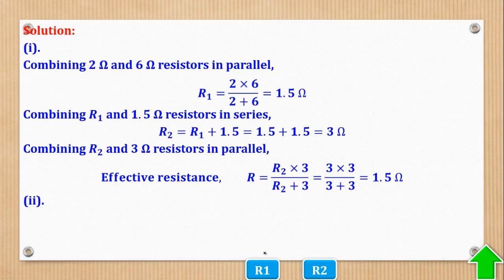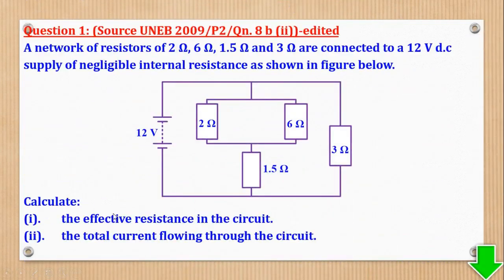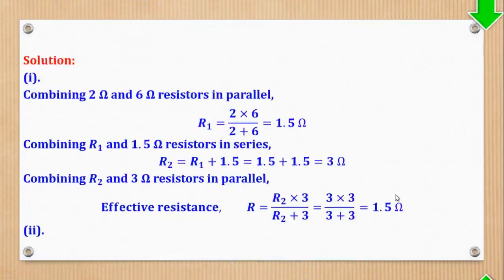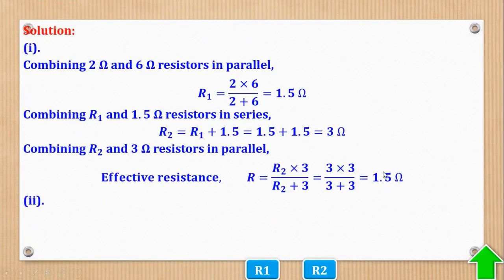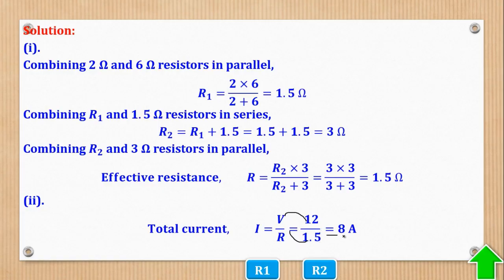Now for Roman 2, they wanted the total current flowing through the circuit. Now total current means you have to get total PD and total resistance. The good thing, we know total PD, which is 12, and also total resistance, which is 1.5. Therefore total current will be total PD over total resistance to give you 8 ampere, and that will be the current they wanted.